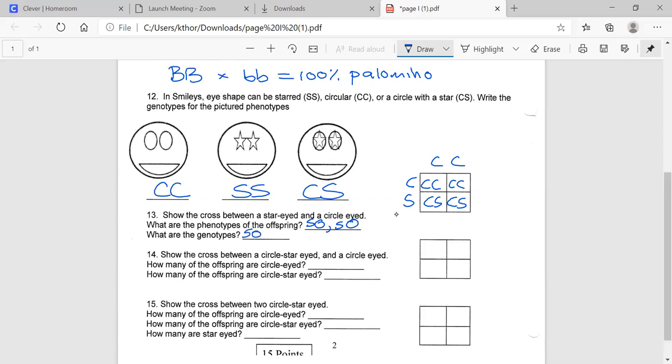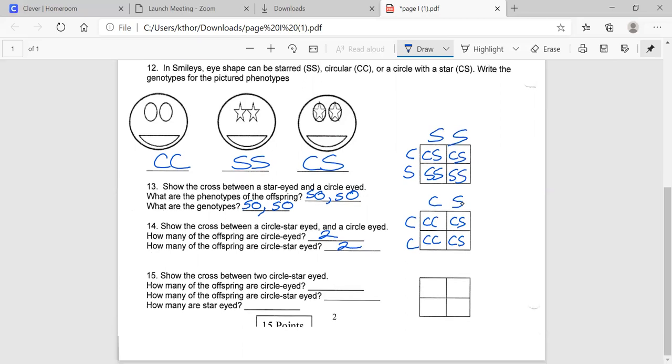50% homozygous dominant, homozygous circle. And then 50% heterozygous. Show the cross between a star circle and a circle. I just did that. Did I mess up? Yes, I did. I've got to go back because I messed up. There, that's better. It's still 50-50. All right, here we go. Same ones. How many offspring are circle-eyed? Two. How many are circle-star-eyed? Two.